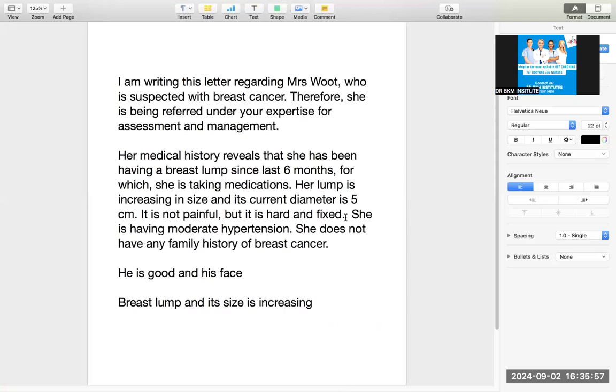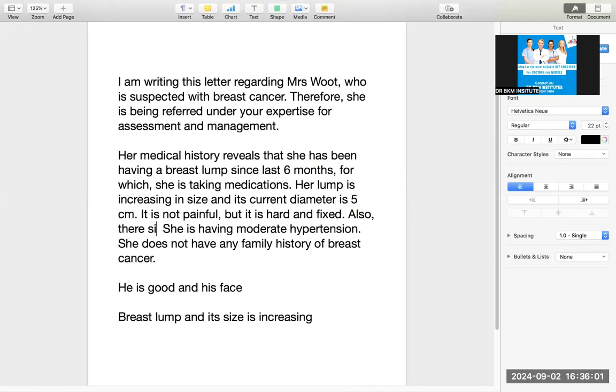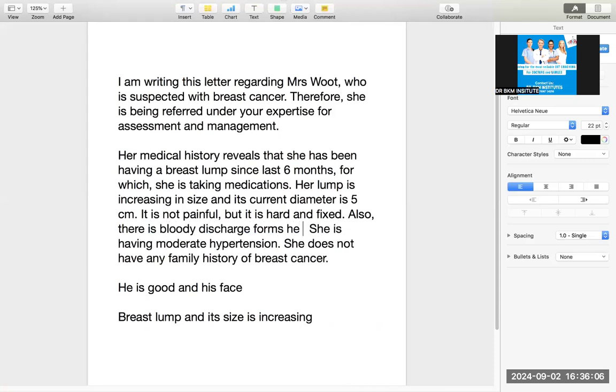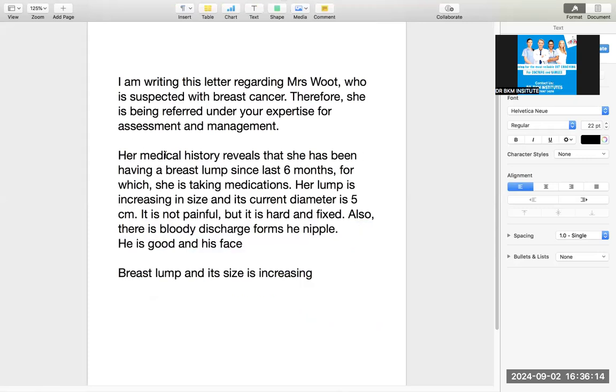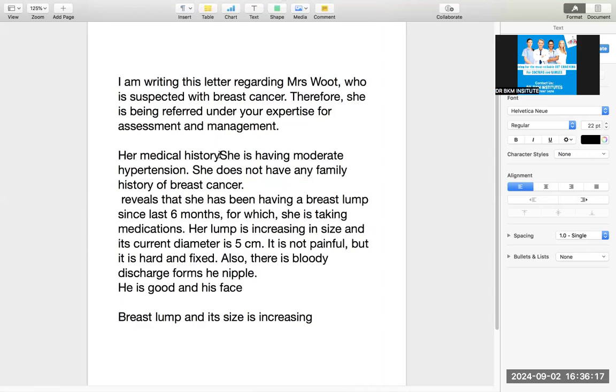Also, there is bloody discharge from the nipple. So write everything in the present. Regarding this, maybe I can take it here. Let's do it this way. Her medical history reveals that she is having moderate hypertension.